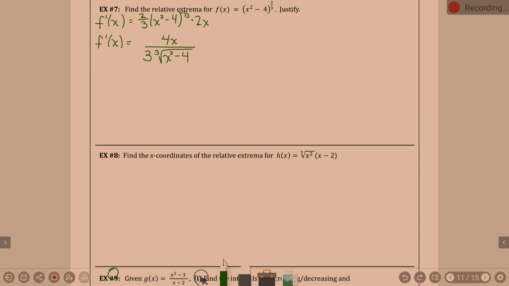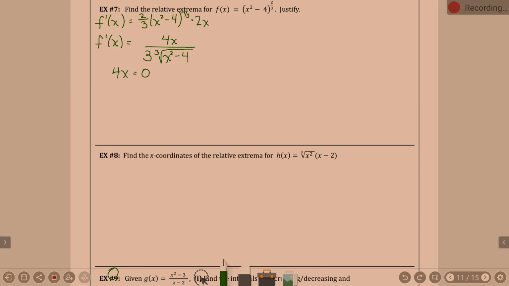Now, where do critical values happen? Any place the derivative equals 0 or undefined. Now, how does a fraction equal 0? When the top is 0. So, one critical value is going to happen when 4x equals 0, because that's going to allow the derivative to equal 0. When is my derivative undefined? When the denominator equals 0. So you also have to set your denominator equal to 0.